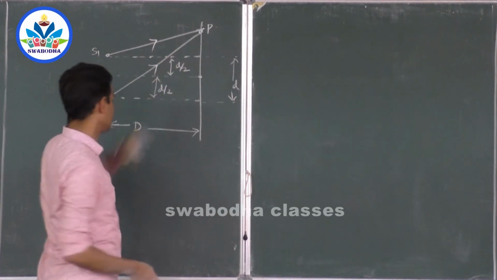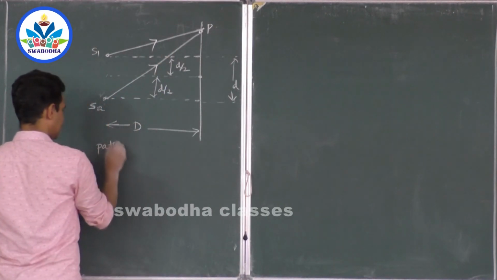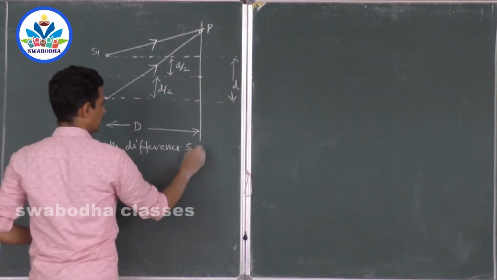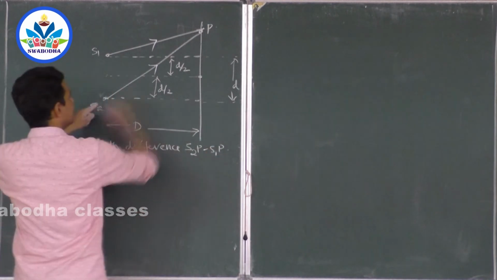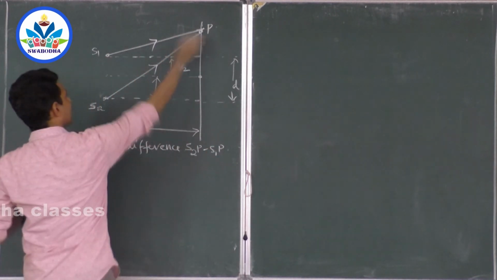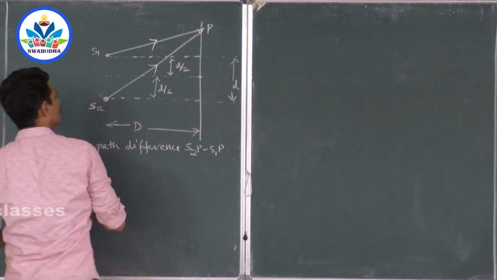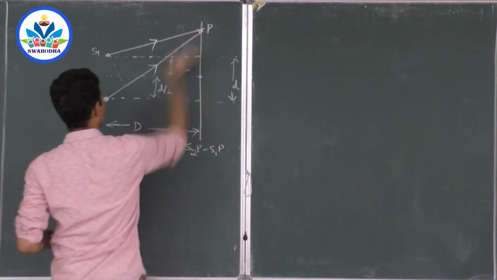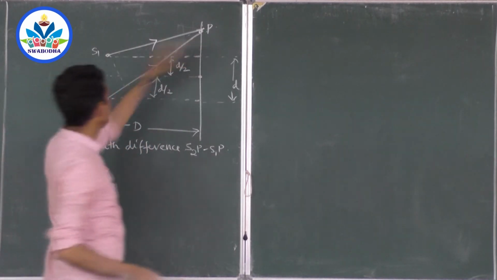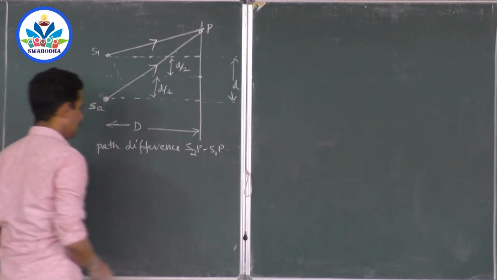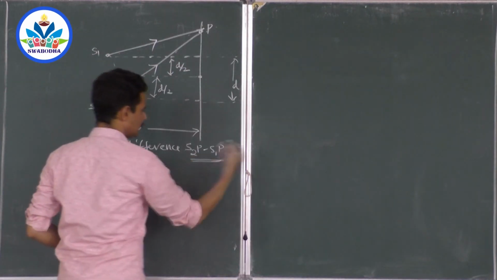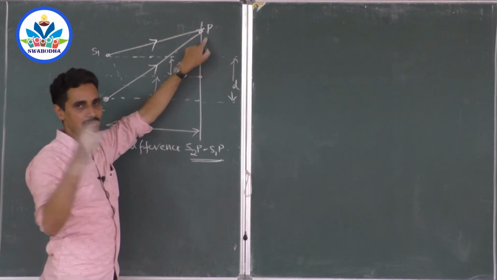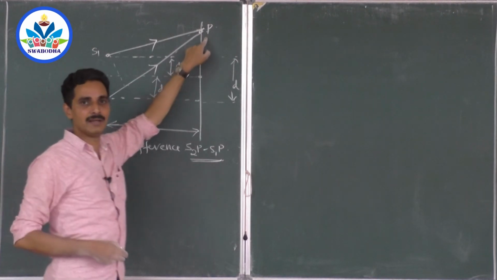Now, I want to get the equation for path difference. What is this path difference? Shall I write path difference as S2P minus S1P? This length minus this length is the extra distance traveled by S2, because from somewhere here this will also travel the same distance as this one, but this will travel extra. So S2P minus S1P is the path difference. Now if this path difference S2P minus S1P is equal to 1 lambda, this is the first bright fringe. Do you agree?